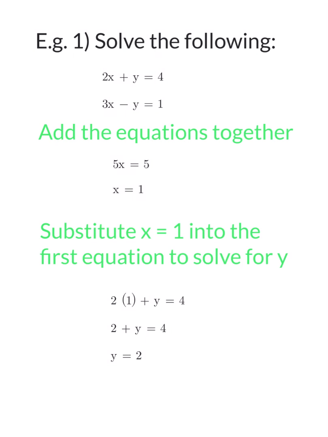Let's check with the second equation that that's actually correct. So 3 times 1 is 3 minus, well, y is 2, so 3 minus 2 equals 1. So you can see that one solution, x equals 1, y equals 2, is the solution for both equations.